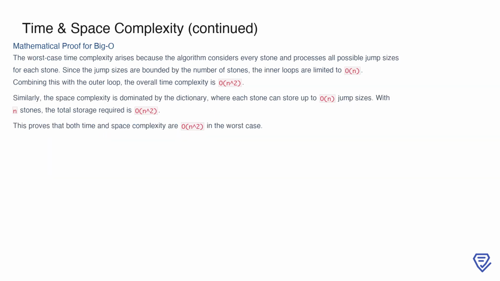To prove the O(n squared) time complexity mathematically, consider that the algorithm processes each stone and evaluates all possible jump sizes associated with it.